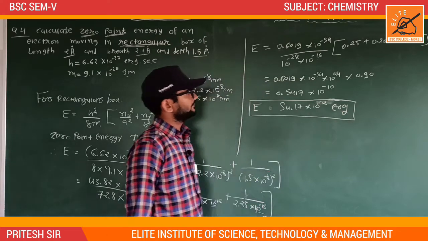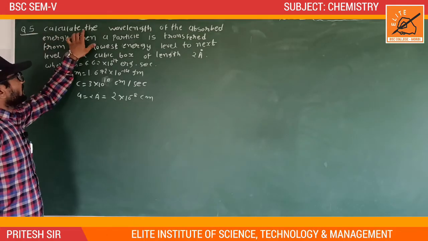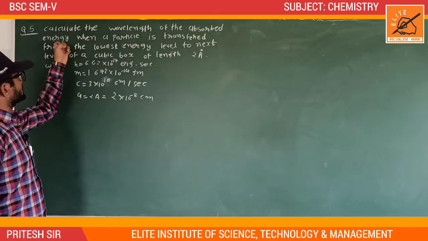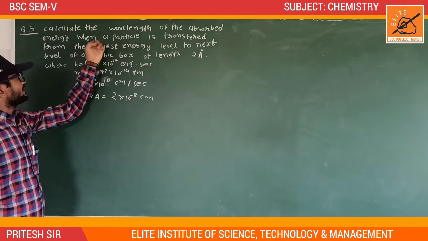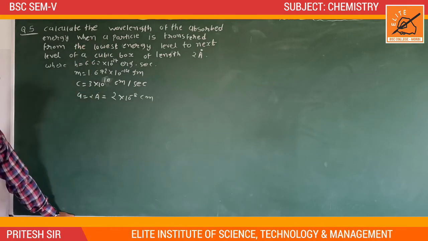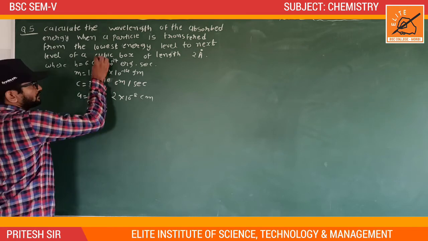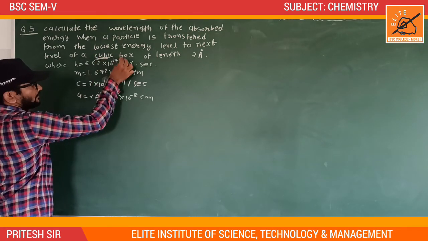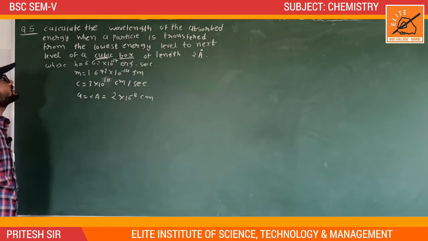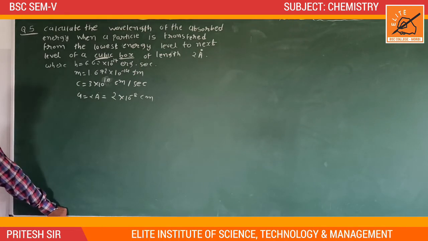Okay, question number 5 is: calculate the wavelength of absorbed energy when a particle is transformed from the lowest energy level to the next level of a cubic box of length 2 angstrom. Okay, so this sum is related with a cubic box. Calculate the wavelength of absorbed energy when the particle is transformed from the lowest energy level to the next level.